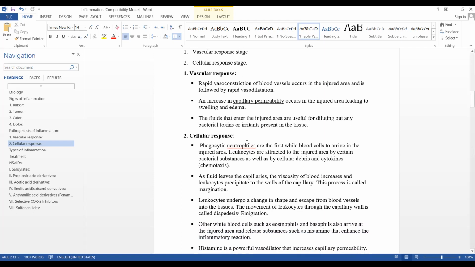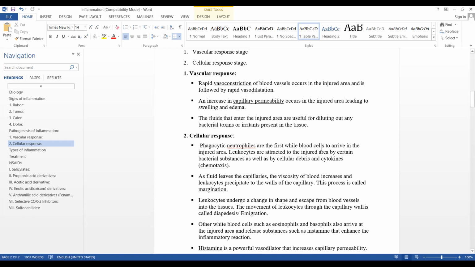Now we will see the cellular response. Phagocytic neutrophils. Neutrophils means what? These are the WBCs. Actually, these neutrophils play the major role in the phagocytic action. The neutrophils arrive in the injured area first, and these neutrophils and other leukocytes are also attracted to the injured area by certain bacterial substances. Whatever chemical agents are secreted by the bacteria, due to them these WBCs are attracted.